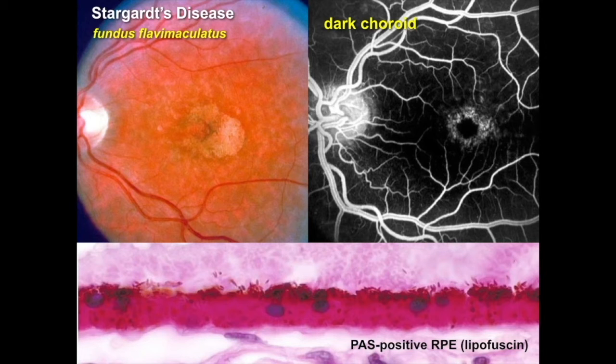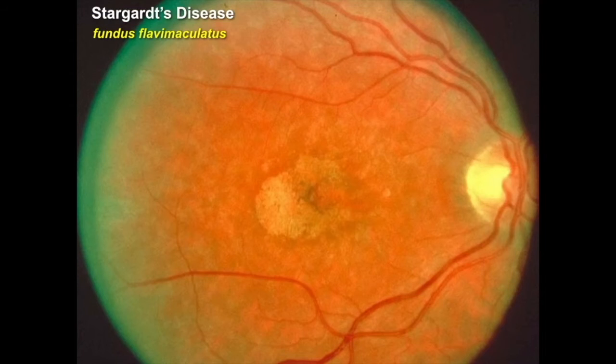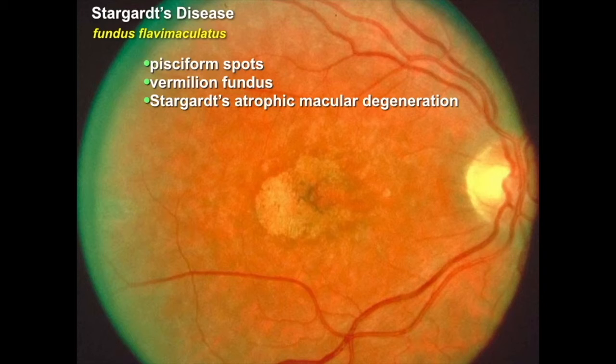Stargardt's disease, the older term for this was fundus flavimaculatus, which means yellow spots. This is an interesting condition that I did some work on in the past. You can see these pisciform spots, which have been likened to fishtails. Some cases may have a vermilion appearance to the fundus, and they have Stargardt's atrophic macular degeneration, sort of similar to what we saw in atrophic age-related. We have loss of RPE cells leading to the loss of photoreceptors.